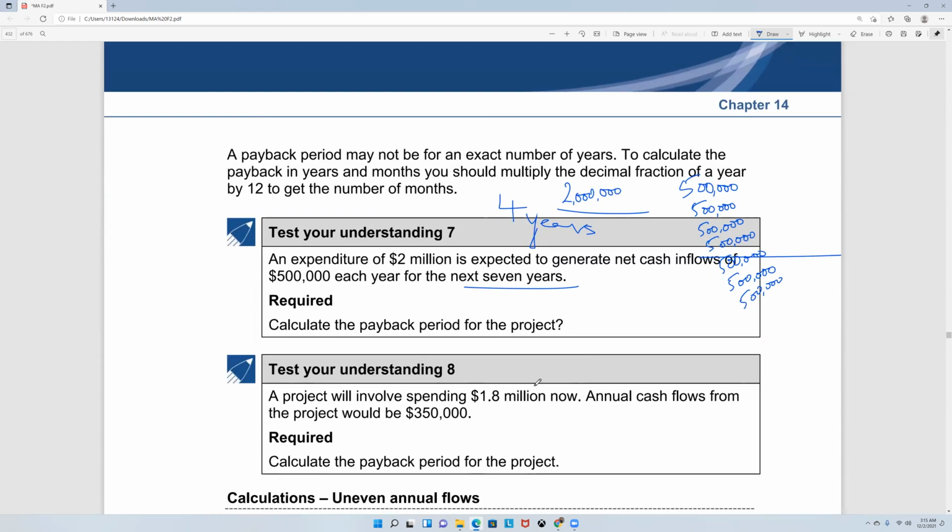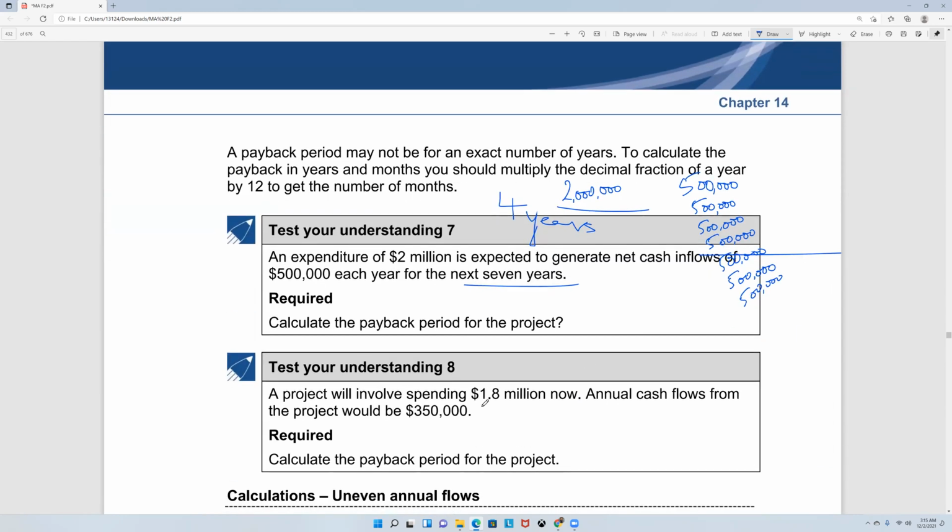Now, a project is involving what? 1.8 million to be invested. Then annual cash inflows will be how much? 350,000 every year. When am I going to receive my 1.8 million is the question. Tell me. When am I going to receive it? I want you to tell me.